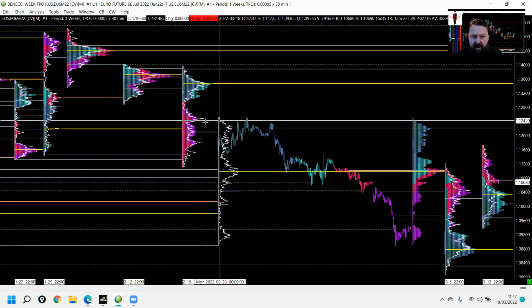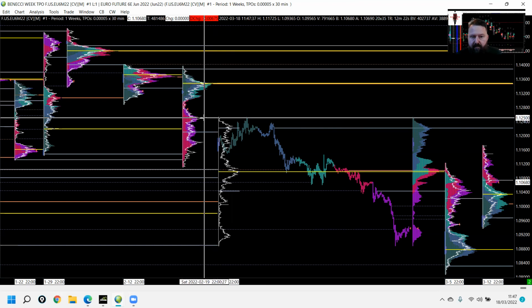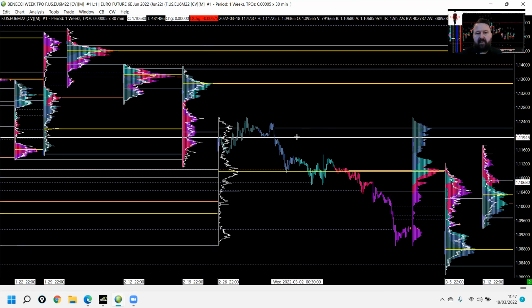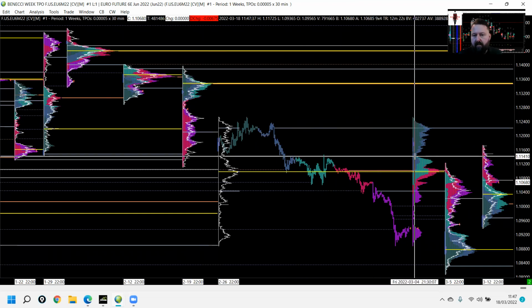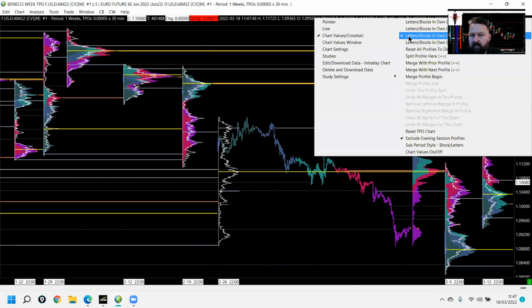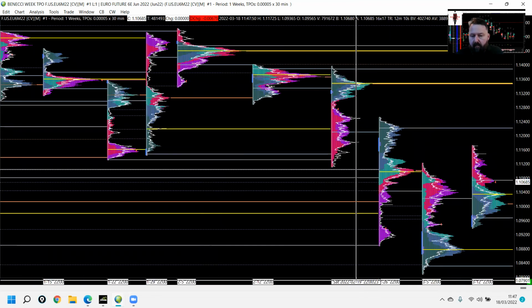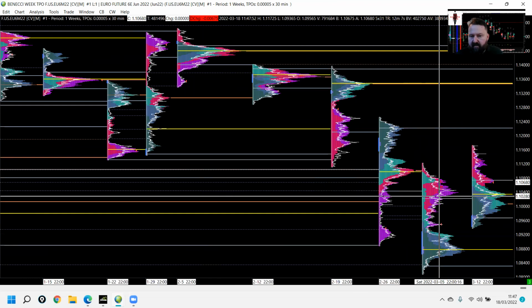But anyway, as it happens, we got the reaction from this high volume node. And as you can see, we sold off. So you can pretty much see straight away the power of these sort of areas on the weeklies. So I'm going to talk a bit about how we can merge these profiles as well.